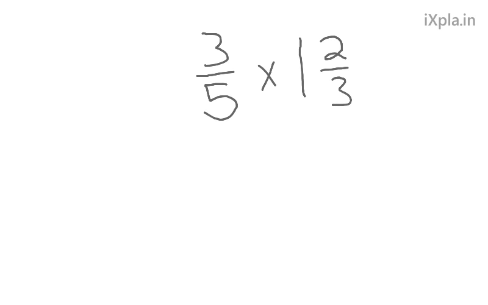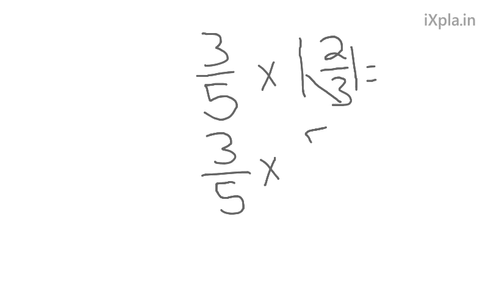1a, we have 3 over 5 times 1 2/3. So I'm going to go ahead and bring down my 3 over 5. I'm going to bring down my multiplication symbol, and I want you to do the same thing on your paper. And then you're going to go 1 times 3 plus 2. 1 times 3 is 3 plus 2 is 5. 5 over, and we keep the 3.